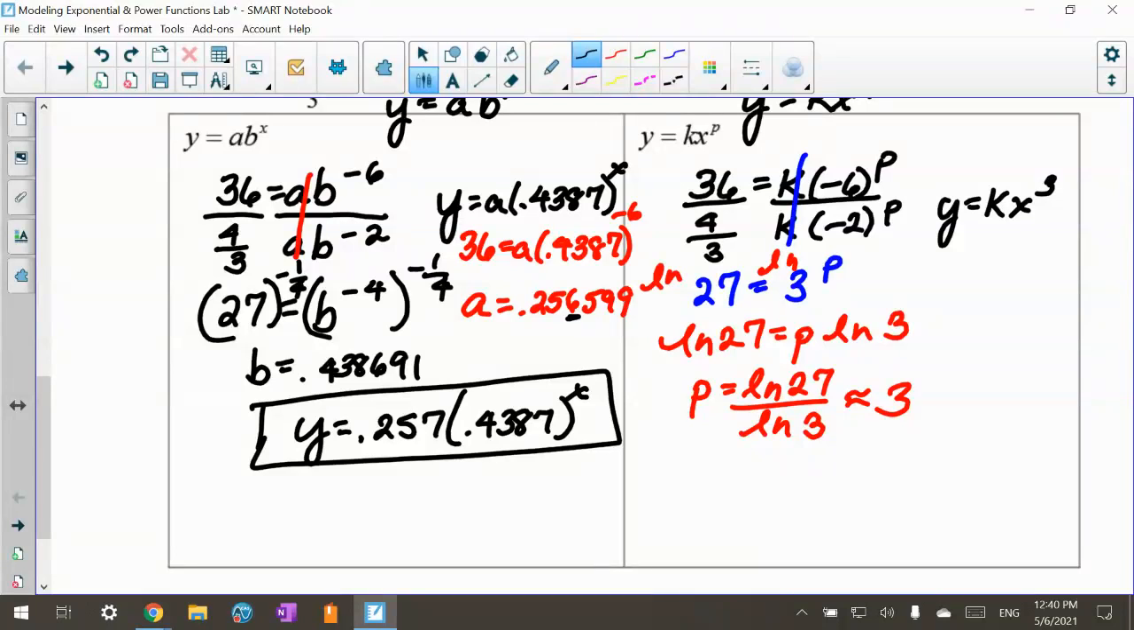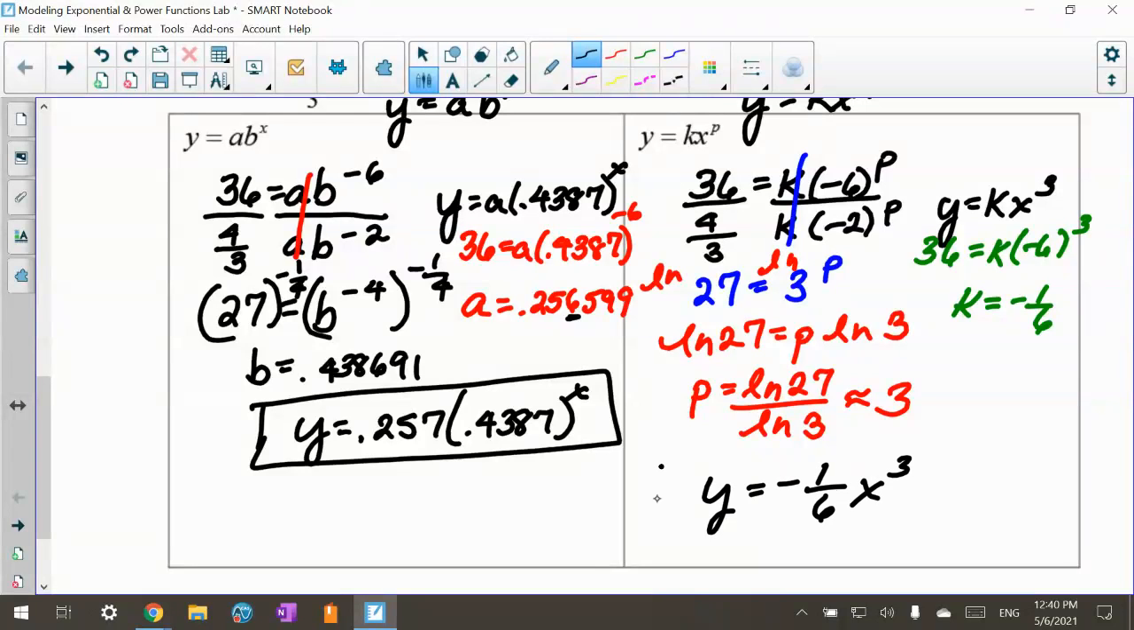Now I want to find k. So I'm going to plug in the first point, negative 6, 36. So I have right here 36 equals k, and negative 6 is going to go here, cubed. I'm solving for k. It's hooked by multiplication to the negative 6 cubed, so I'm going to just divide by that. And when I do, I get k to be negative 1/6. So my formula for my power function comes out to be negative 1/6 x cubed.